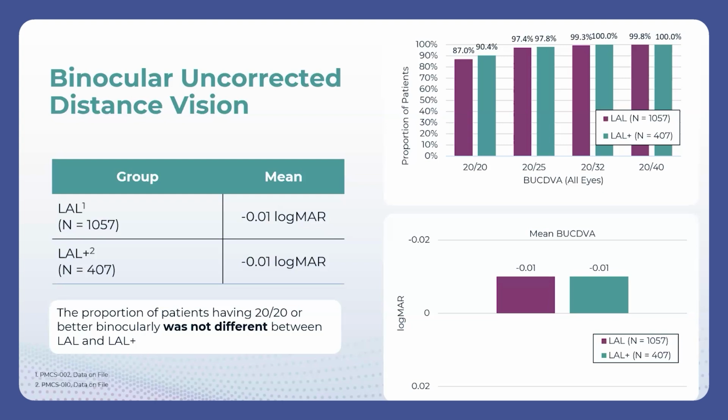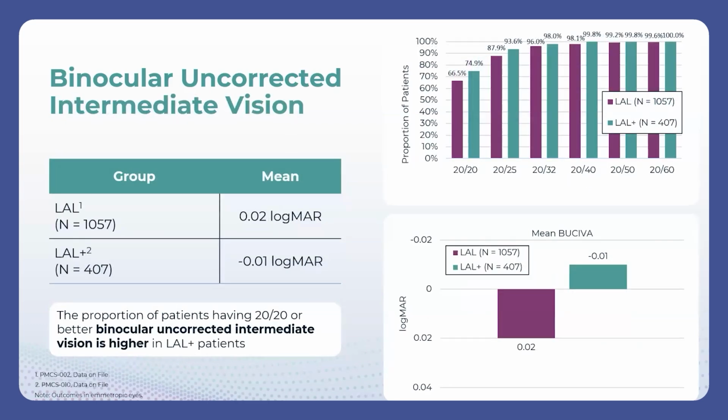90.4% of patients in the registry were uncorrected 20/20 binocularly, which is comparable between the LAL plus and the LAL. So really no statistically significant difference at a distance uncorrected. Also, obviously great to see.